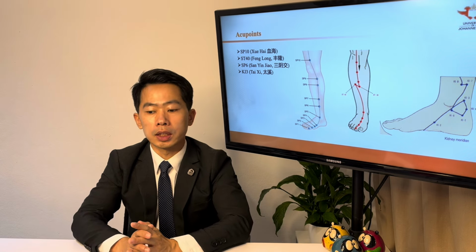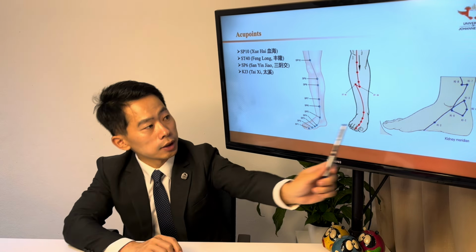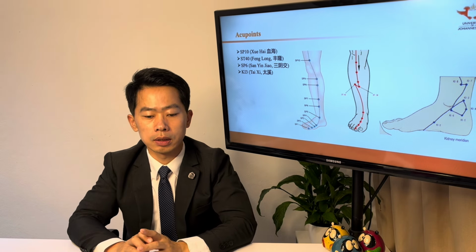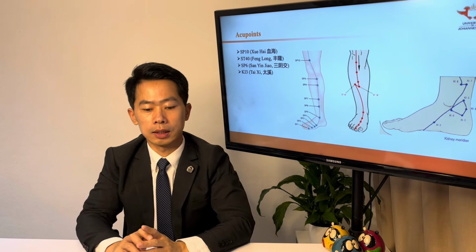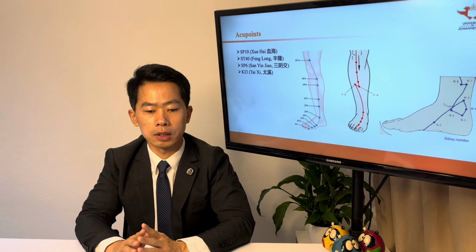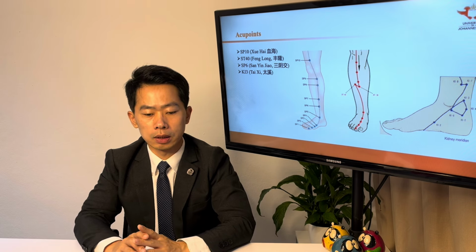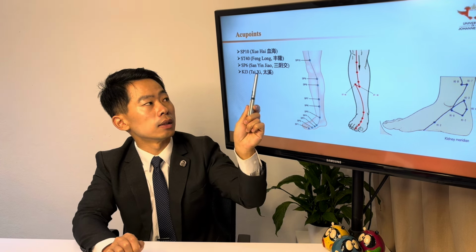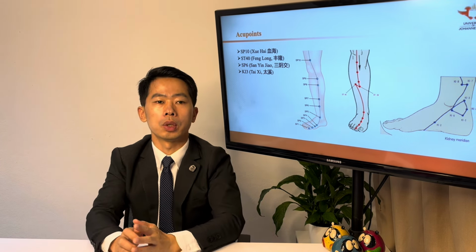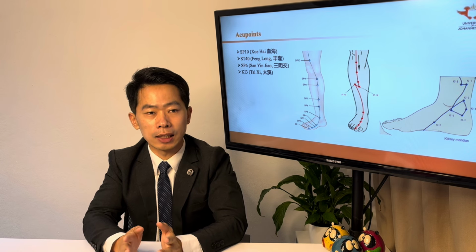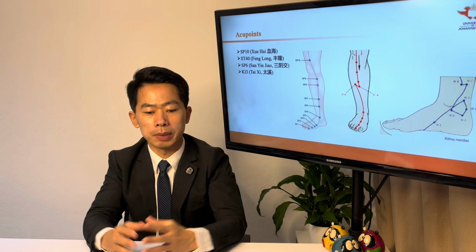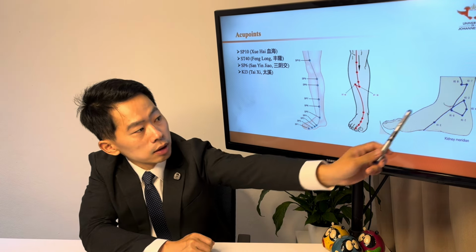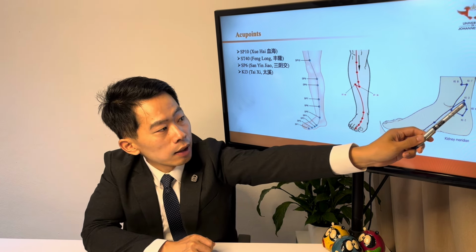And Kidney 3 is right here, Tai Xi. We're going to expand on these words later in the last few slides of this presentation, to expand the meaning of Tai and Xi. If you still remember when we talked about yin and yang, we said Tai Yang. Tai means big. Xi is a river, so there's a big river, and this is right behind the ankle.